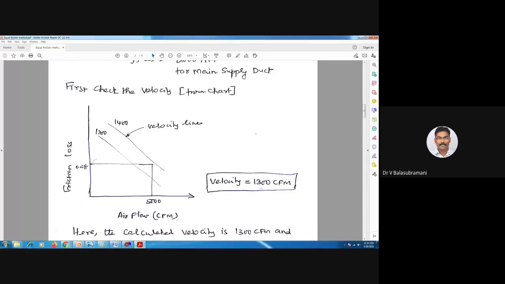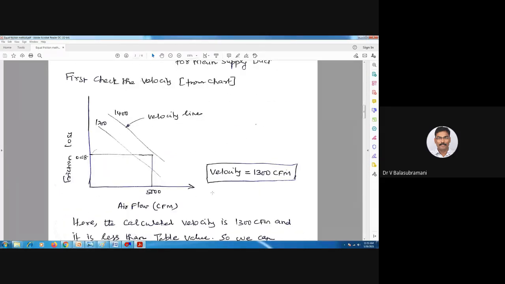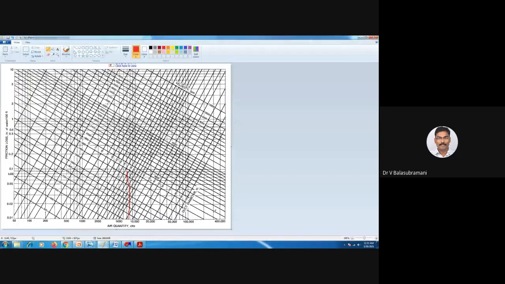So how will it be calculated for the first duct? The airflow is equal to 5000 CFM. Friction loss is equal to 0.08. So then what you have to do? The same thing. So from 5000, I have to draw a vertical line.